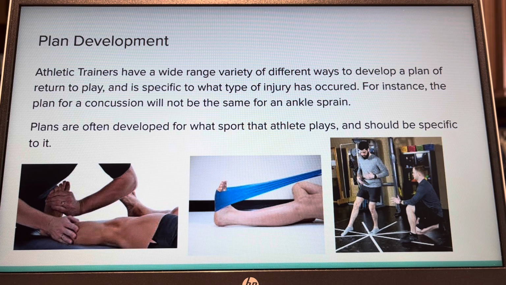And so these plans are often developed for what sport the athlete plays and should be specific to it. For instance, if you are working with a hockey player and they come in and they have a lateral ankle sprain, we would want to regain strength in that ankle. So you could develop a plan that includes resistive training to help strengthen the ligaments in that ankle. And once being able to return to play, taping is done further to stabilize that area to help prevent re-injuring that same ankle.